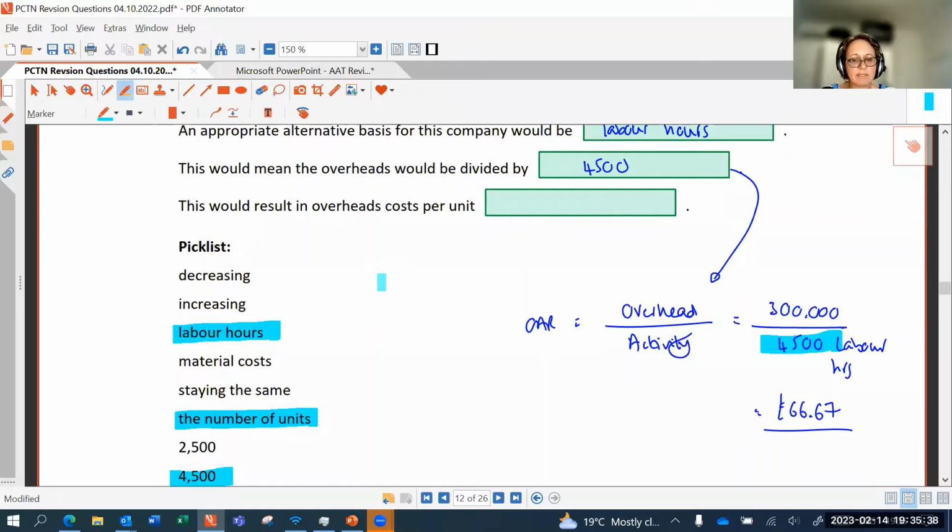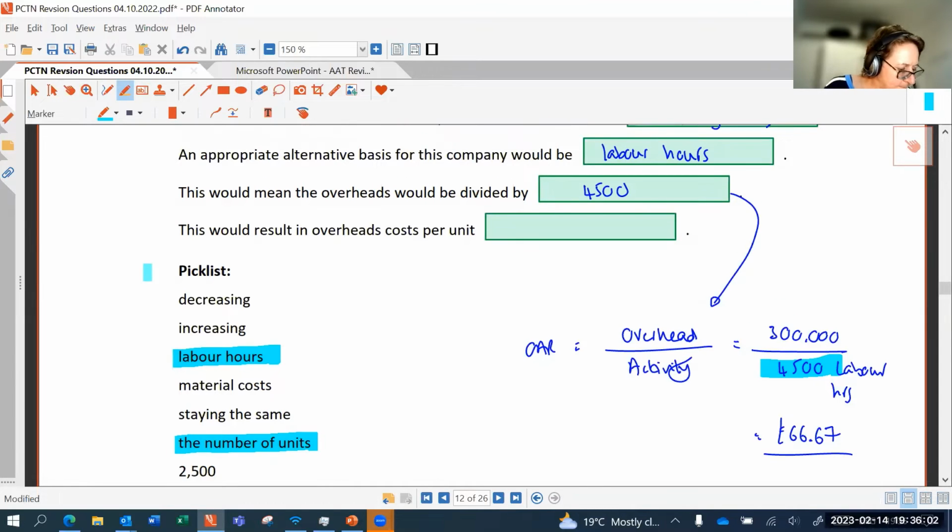Then it says this would result in the overhead cost per unit doing what? Okay, yep, we're going with increasing. Very good. So this results in the overhead cost increasing.